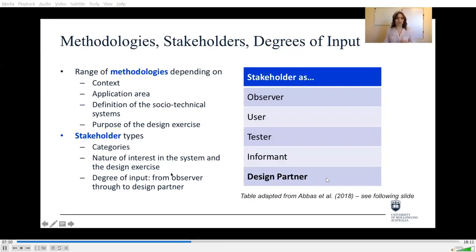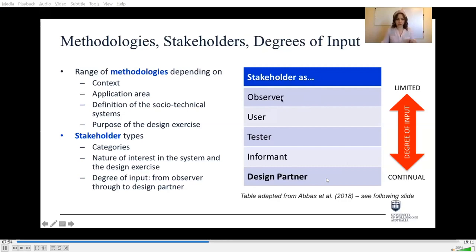So we can think of stakeholders as assuming a range of roles, and this is adapted from work conducted 2 years ago as part of a co-design effort with my colleagues at the University of Wollongong. And we define stakeholder categories based on some work conducted in the late 90s and early 2000s by Druin et al. We define certain stakeholder categories that allow us to define degrees of input, and this is crucial when we're discussing configurations around socio-technical co-design efforts. So we have observer right through to design partner. And these roles range from limited degrees of input right through to very intimate and close engagements with co-design partners or stakeholders.